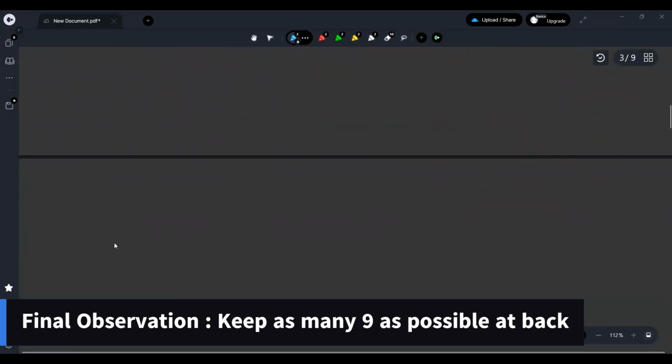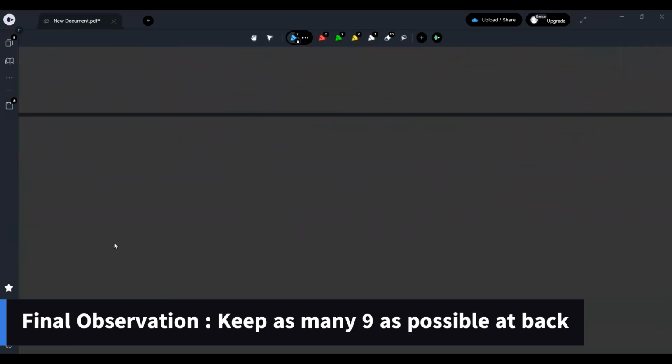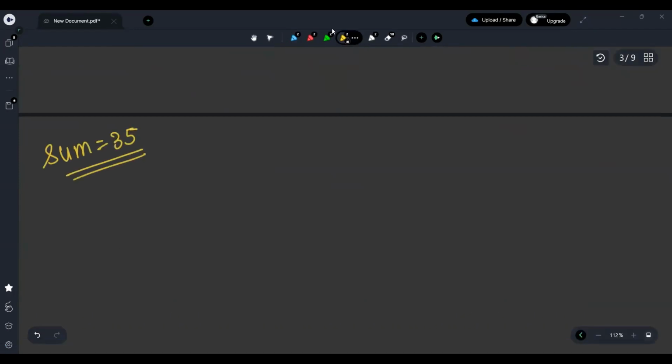So let us consider a test case where the sum is equal to 35. How can we represent it? Our observation is that we have to keep as many 9s as possible at the end. So we will keep 9. Let's say we are given 4 digits, and we have to accommodate it in 4 digits. So 35 minus 9 will be 26.